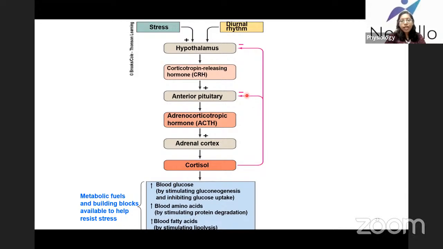It has a negative action on anterior pituitary and the hypothalamus, and it is regulated by stress and the diurnal variations. So this is the physiology part of the adrenal cortex, where we have discussed the mechanism of action, the production, and its systemic and the metabolic actions of the cortisol.